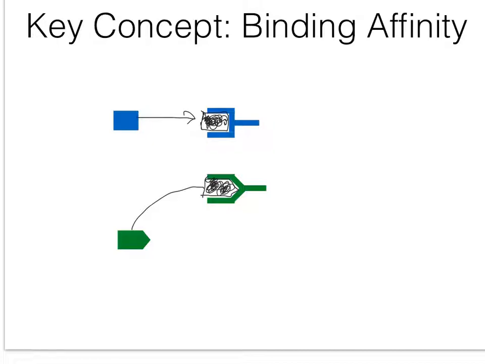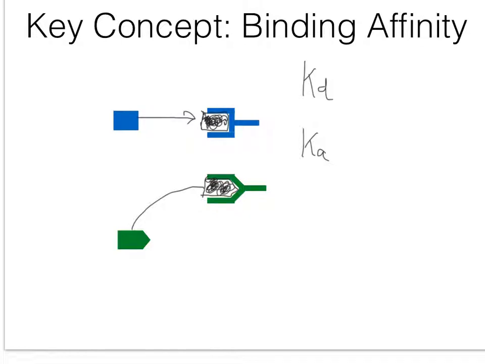Binding affinity is usually measured using a term called Kd or Ka. So the Ka is what's called the association constant, and Kd is what's called the dissociation constant. And for various reasons, Kd is actually the one that is more commonly used.